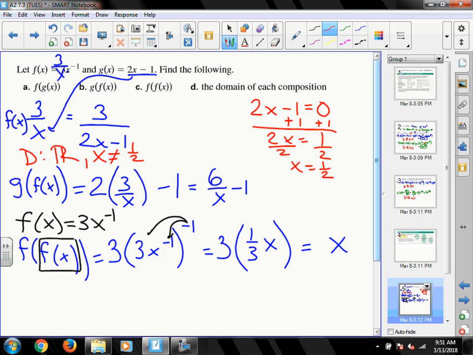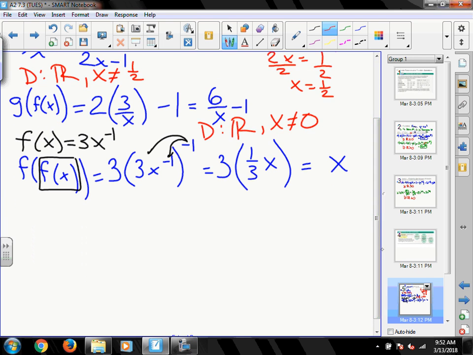For G, I have 6 over x minus 1. Do I have any roots that I need to worry about? No. What number would make my denominator 0? Yeah, so our domain is going to be any number we want, all reals, except x cannot equal 1. This last one, okay? We've got to look at our original function as well, 3x to the negative 1 or 3 over x. What can x not equal? 0. Our domain is going to be all reals, x cannot equal 0.